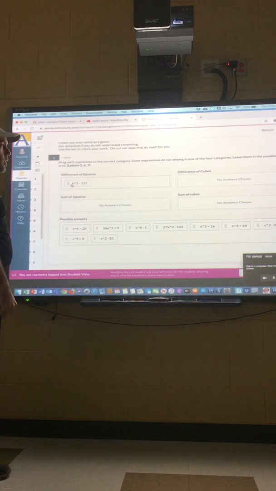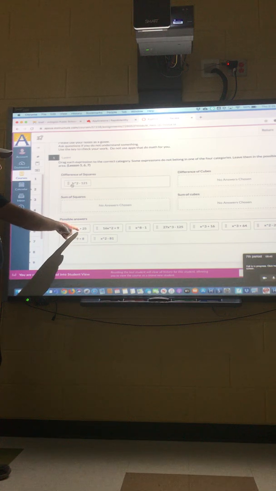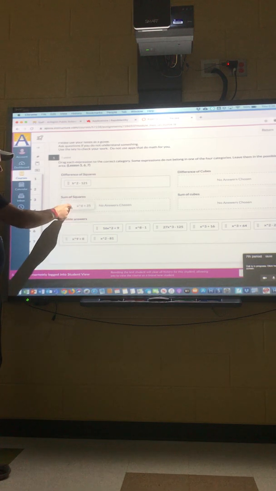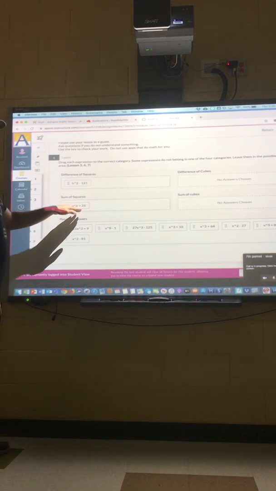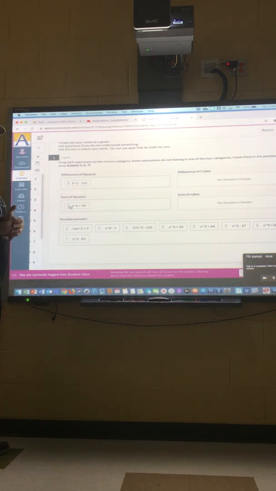So x to the 6th plus 25 can't be a difference of squares, because it's not a minus. Now, this has a positive, the 25 is a perfect square, and the x to the 6th is a perfect square. So that would be a sum of squares. Now keep in mind, that doesn't mean we can actually factor it. Remember, a sum of squares is actually prime, but we're just organizing them here.